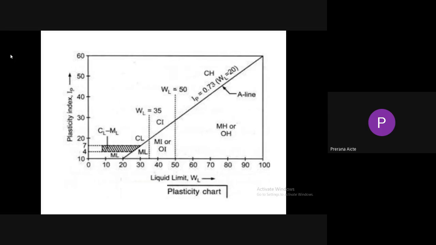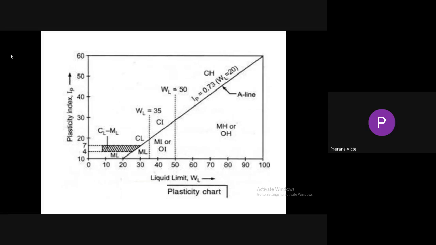So IP is equal to the height of the A line from the x-axis. At 20% liquid limit, if you substitute 20, 20 minus 20 is 0, and 0.73 into 0 equals 0, so the height of the line equals 0. You can see it in the figure also. At 20, the height of the line equals 0.